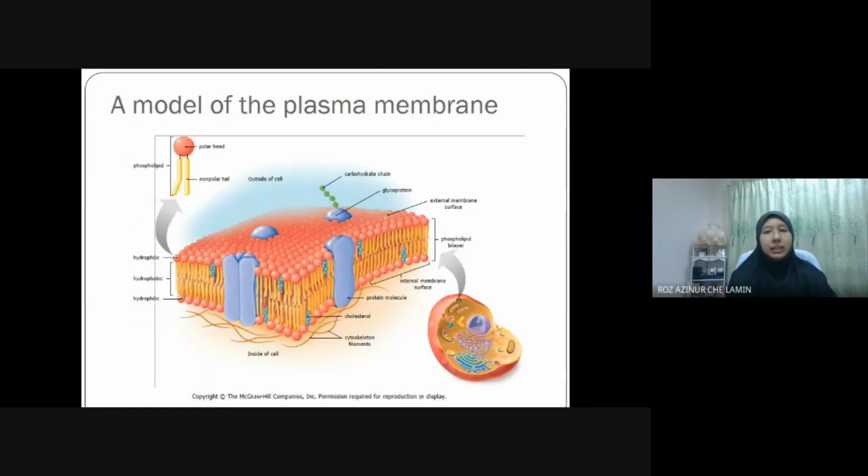This is the diagram of the plasma membrane mosaic model. You can see here, this is the cell. This is the cross section of the cell. This is the zoom up of the membrane.